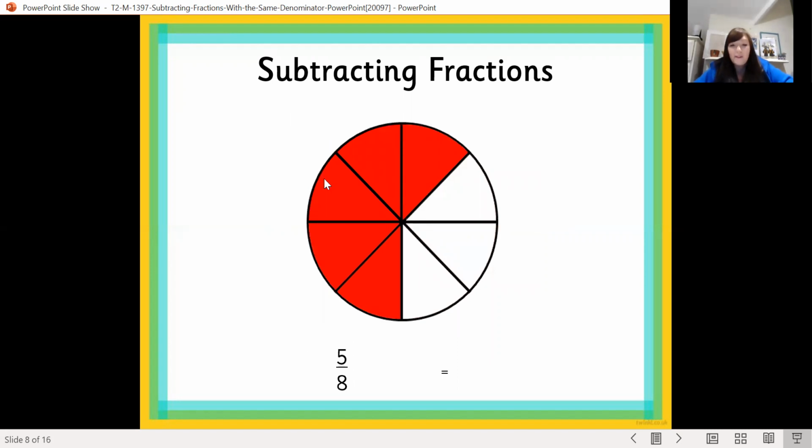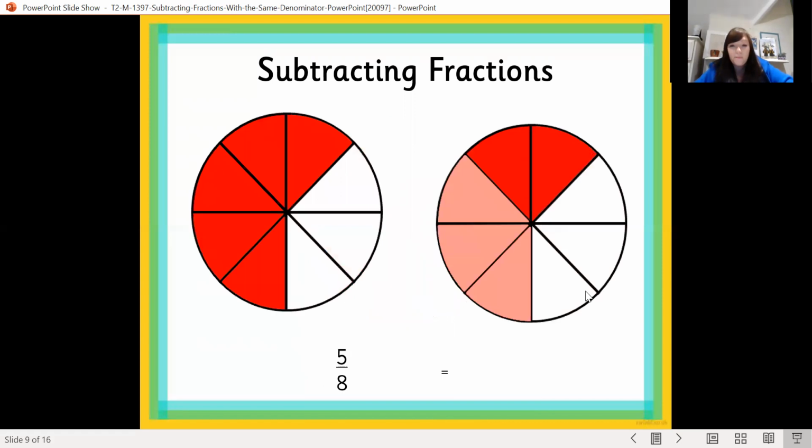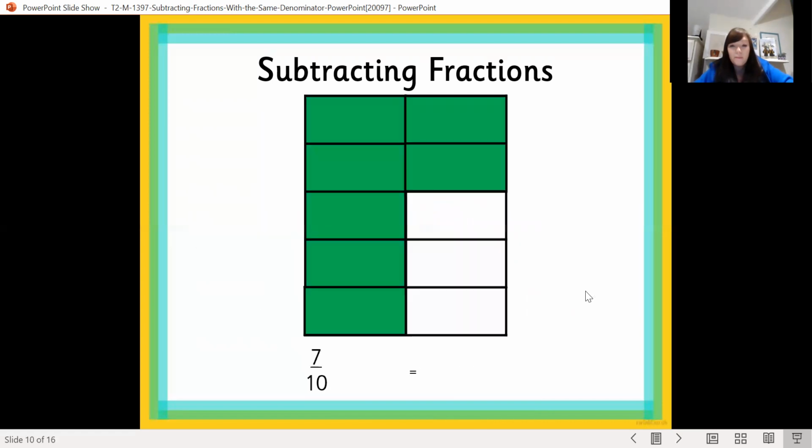This one, we have 8 equal parts, 5 of them are coloured in, and we are going to take away 3 of those equal parts, and we are left with 2/8. So you can see here, the denominator has stayed the same throughout, and it's the numerator that is changing. You're doing 5 equal parts, take away 3, and you are left with 2.